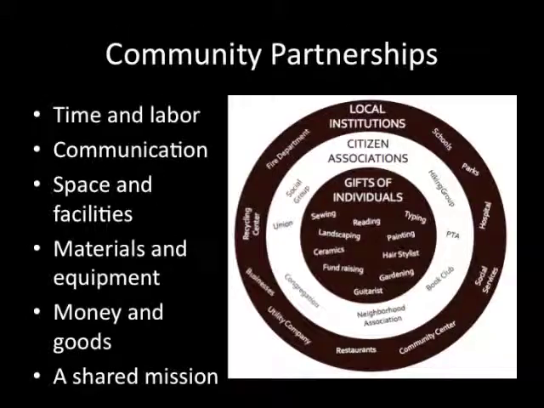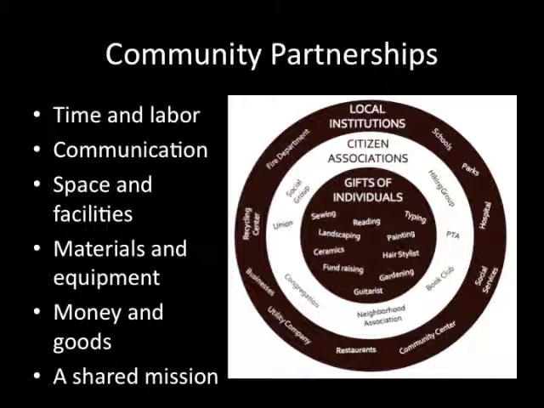Now that you have identified the knowledge and skills in your community, it is time to look at the resources and potential partnerships in your community that might help you on your mission. These are the tangible resources that are much easier for us to visualize. Think about who has time or labor, who can help you better communicate your message, who has space and facilities, materials and equipment, or money and goods that might be helpful for you to complete your project.